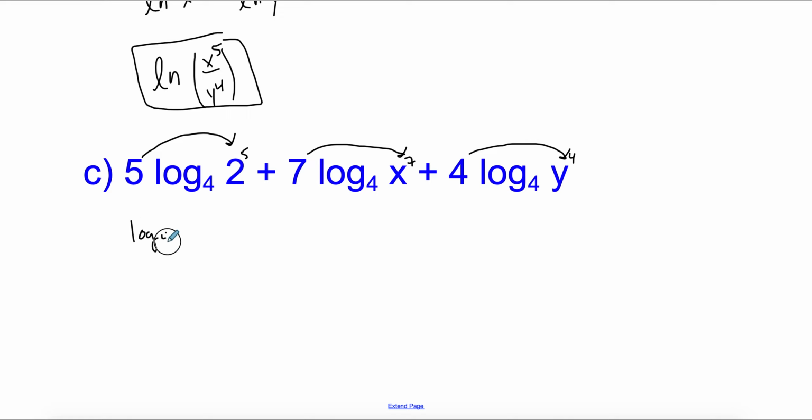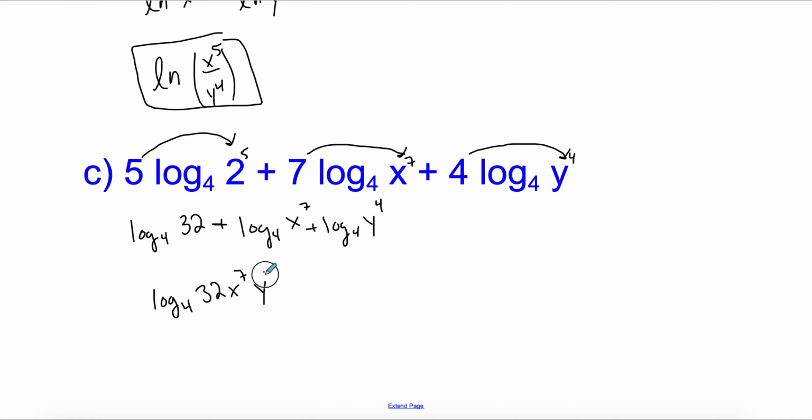So log base 4 of 2 to the 5th, that's the 32. And then we got log base 4 of x to the 7th plus log base 4 of y to the 4th. This is all addition, which means they're all going to multiply. They kind of look like an x. So log base 4, 32 times x to the 7th times y to the 4th. It's all of those together, just crammed together because we're multiplying with those addition signs.